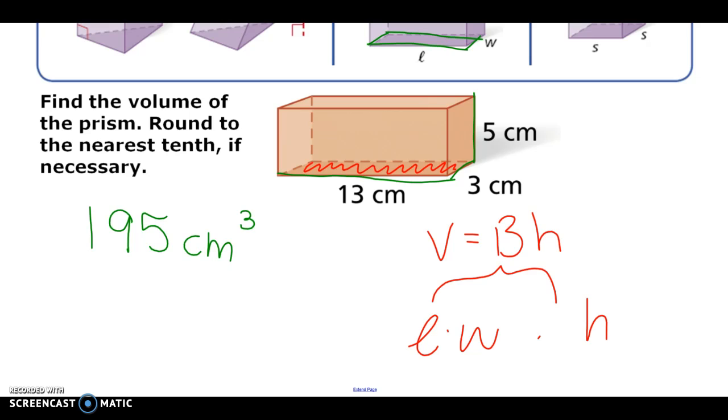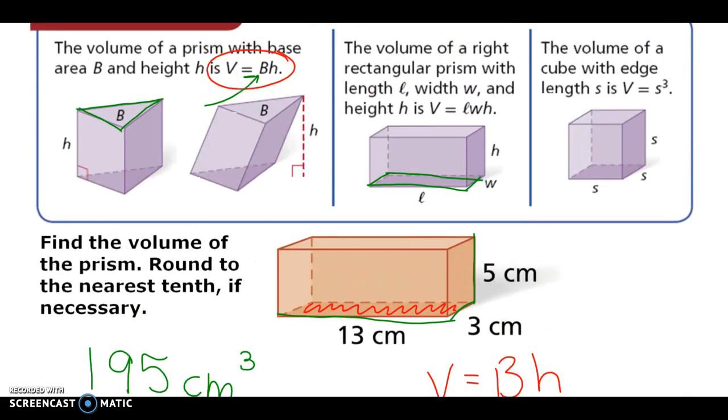Because if it's an octagonal prism, can we just do length times width times height? No, because the base is an octagon. You'd have to do the area of the octagon. It's not just a rectangle. So length times width times height is like a shortcut if it's a rectangular prism. And if it's a cube, what is my length, my width, and my height? It's all the same. So s times s times s is s cubed. It's all kind of the same thing. They're just shortening it and writing it in different ways.